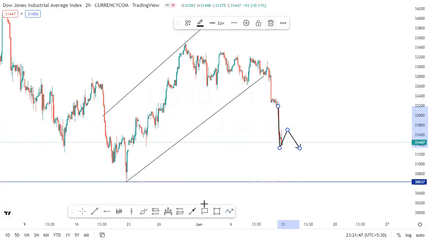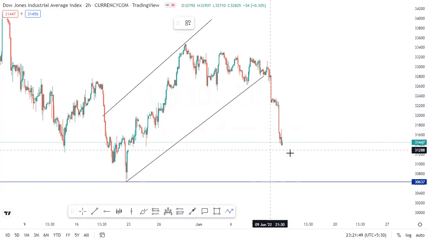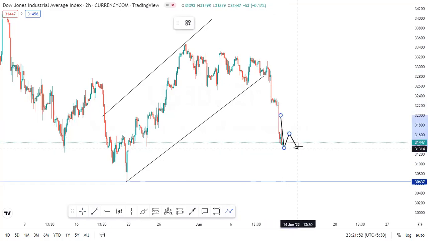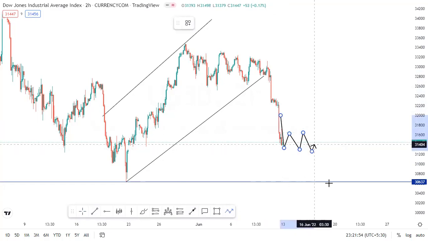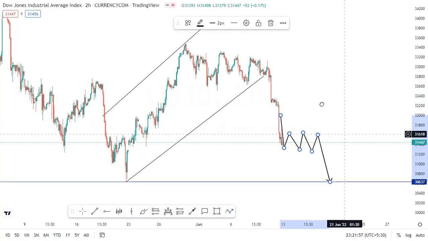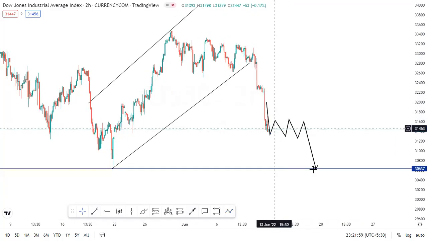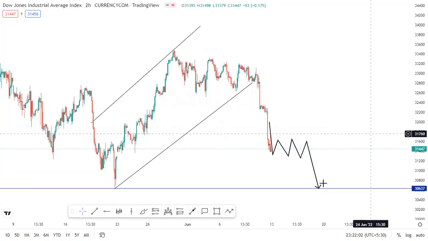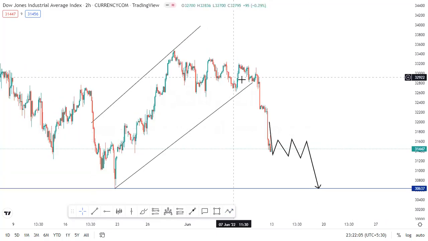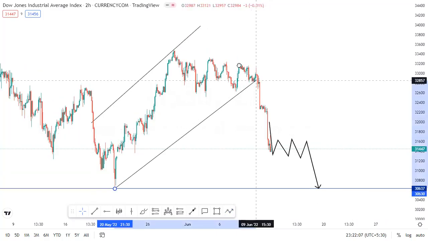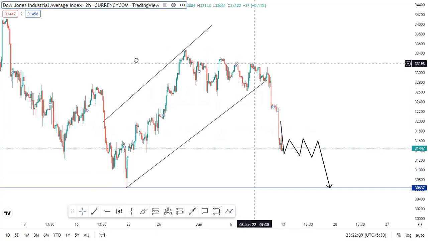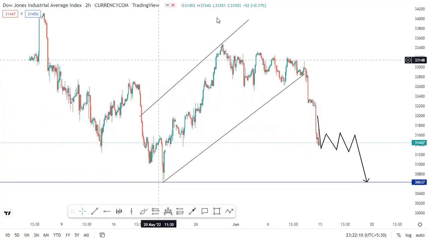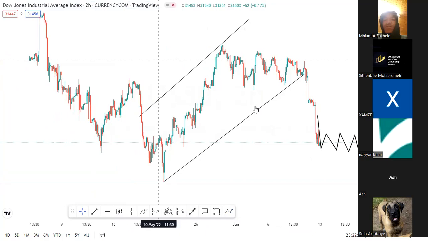Okay, let me do this. We must wait for a correction before we can push to the downside, so that we can complete our ascending structure here. Or is it? No, it's a rising wedge. I don't know if anyone has a question regarding this setup.